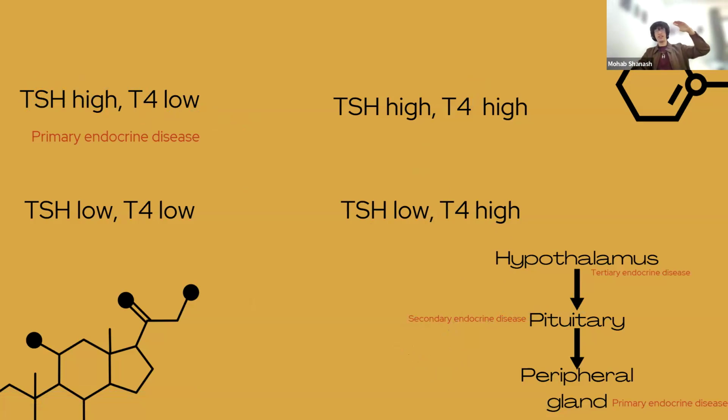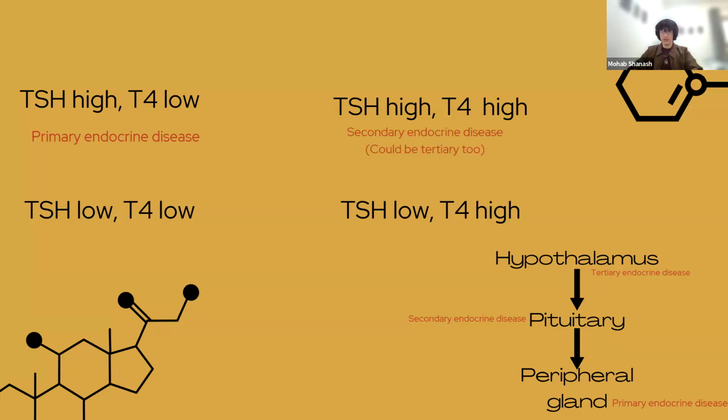So your pituitary is releasing the hormones it needs to release. It goes to the peripheral gland, and the peripheral gland doesn't do its job. Now, this could be due to two reasons. Either the peripheral gland isn't capable of making its hormone, or it doesn't have the receptors for the pituitary hormone. Now, if our TSH is high and our T4 is high, what do you think the problem could be? 1, 2, 3.